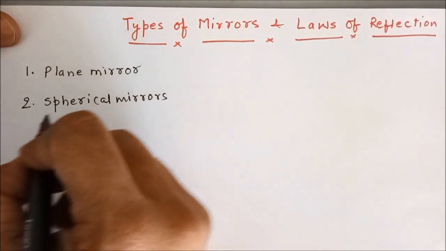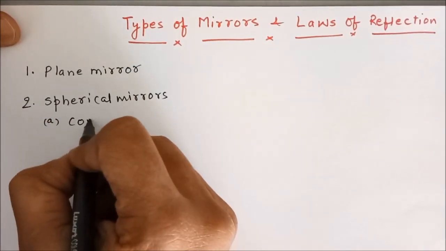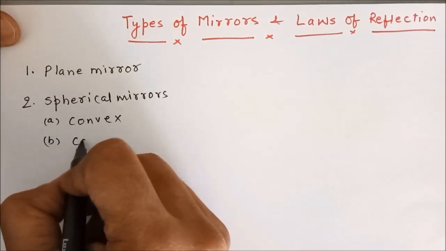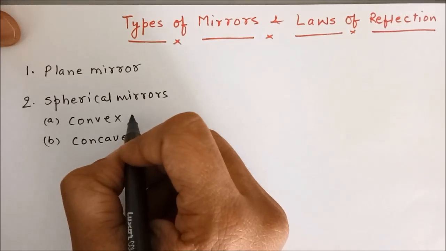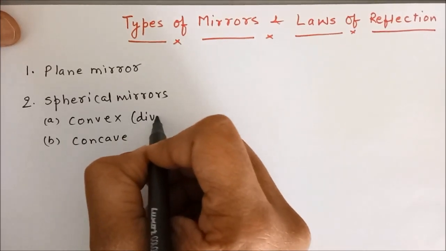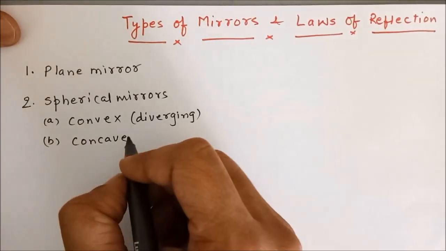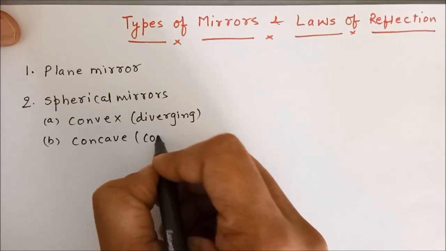Spherical mirrors are again classified into two categories. One is convex mirror. Number two is concave mirror. Convex mirrors are also called diverging mirrors, and concave mirrors are also called converging mirrors.